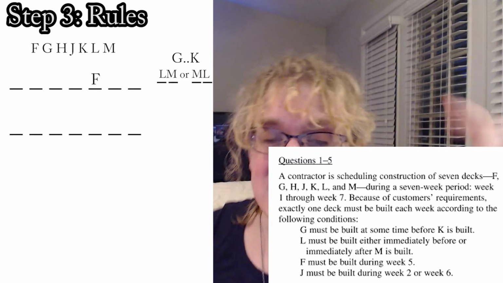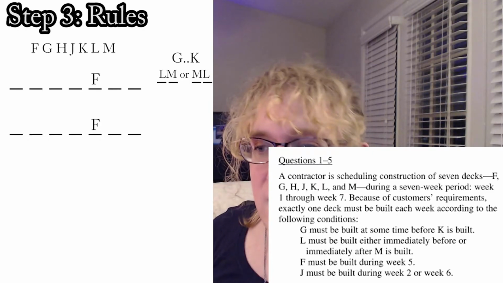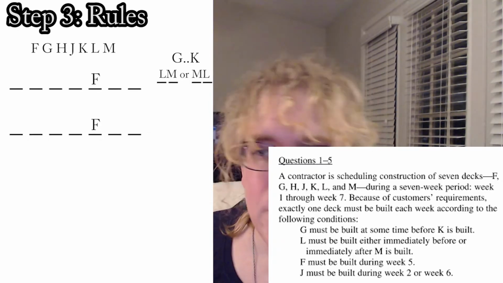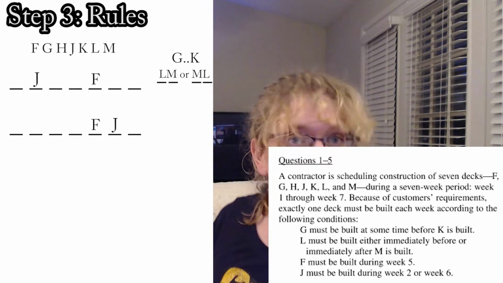So I'm just going to make a second master sketch, put F back in slot 5, and in one of them I'll put J second, and in the other one I'll put J sixth. Pretty good, right? Works for me.